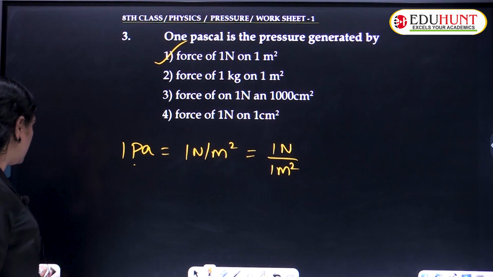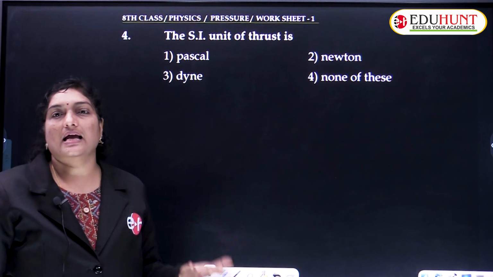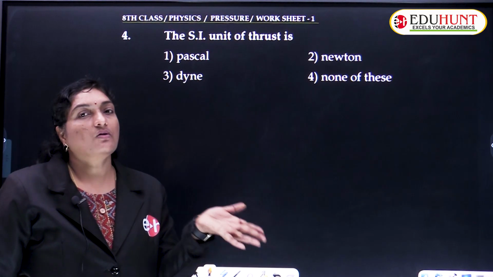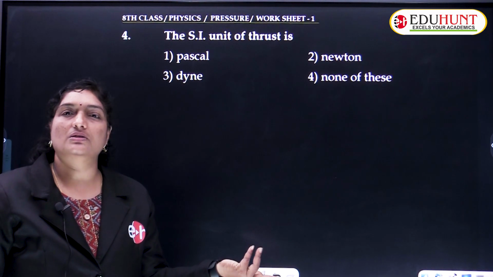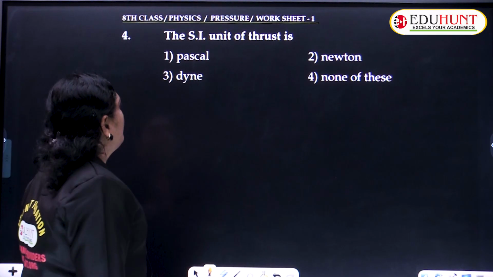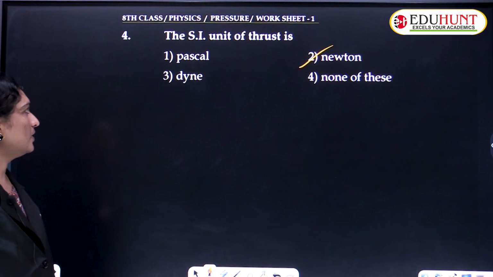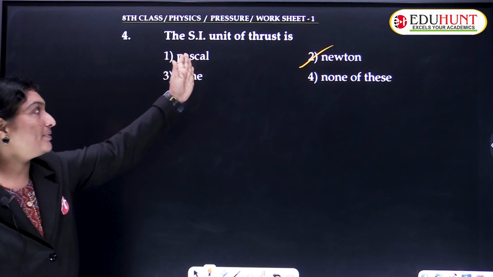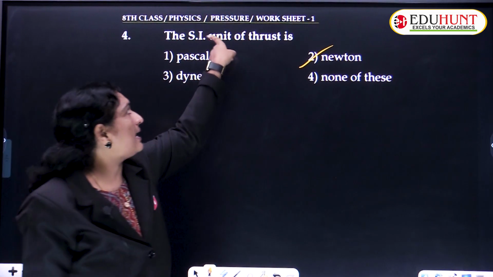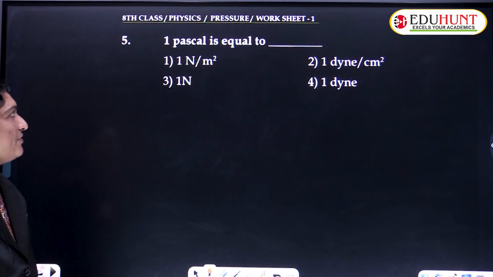Moving to the next one, children. Question number 4: the SI unit of thrust is. Thrust is nothing but force. That normal force itself is called thrust. So whatever be the unit of force, the same will be the unit of thrust. As force is measured in Newtons, thrust must also be measured in Newtons, and hence the correct option is option 2, Newton. Pascal is the SI unit of pressure. Dyne is the CGS unit of force or thrust, but they are asking for SI, so it should be Newton only.